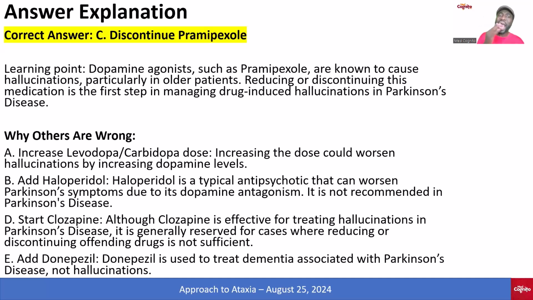Now, add haloperidol. Why is that wrong? Haloperidol is a typical antipsychotic that can worsen Parkinson's symptoms due to dopamine antagonism. It is not recommended in Parkinson's disease. So haloperidol on its own can make the symptoms of Parkinson's disease worse.